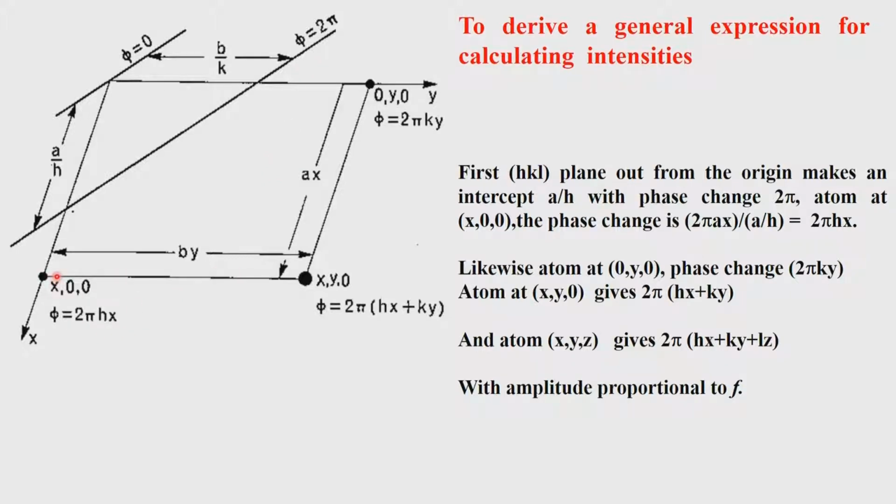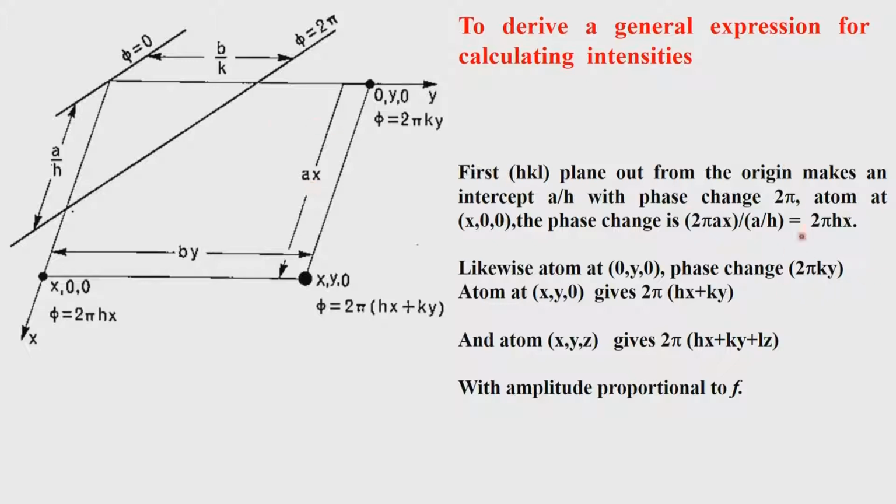So, the contribution to this plane is 2 pi h x if there is an atom sitting at x 0 0. Likewise, if there is an atom sitting at 0 y 0, it will become 2 pi k y, because it will be 2 pi b into y divided by b by k. So, that will become therefore 2 pi k into y, and similarly if it is in the L direction, it will become 2 pi L into z.